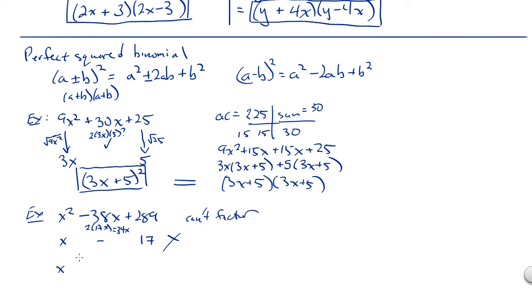If it had been 34x, or negative 34x, then we'd be good to go. It'd be x minus 17 squared, right? Because negative 17 times x times 2 is negative 34x, and that's the middle term. So if you figure out what the first term and the last term are squares of, multiply those two and double it, and if that's the middle term, the x term, then you know that this is a perfect square.